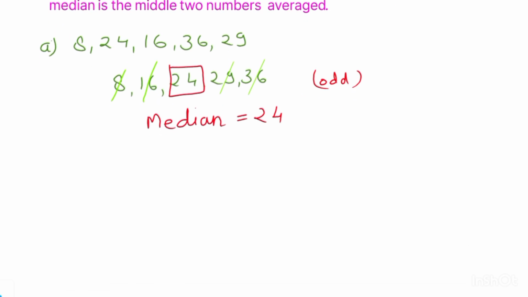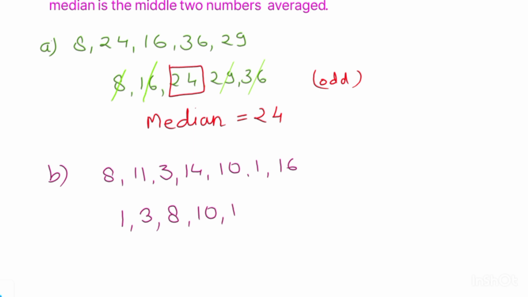Let us take some random numbers. Assume that 8, 11, 3, 14, 10, 1 and 16. This is the given data set. Now we have to find out the median. So first we have to arrange it in ascending order or descending order. So let's write it in ascending order. First 1 will come. Then 3 will come. After that 8. Then 10. Then 11, 14 and 16.